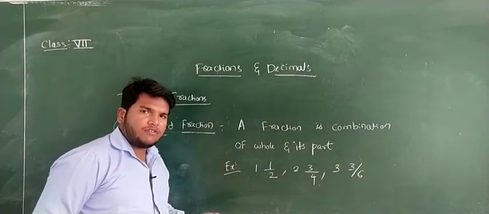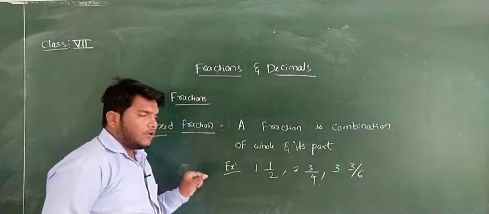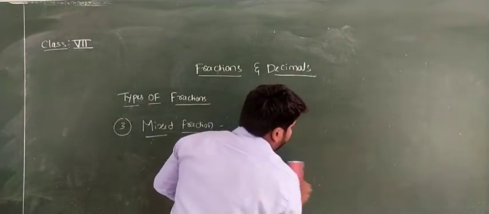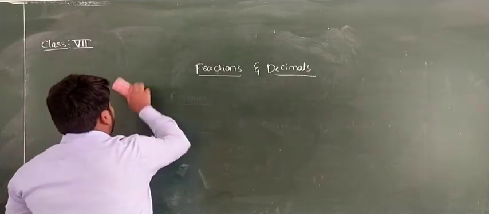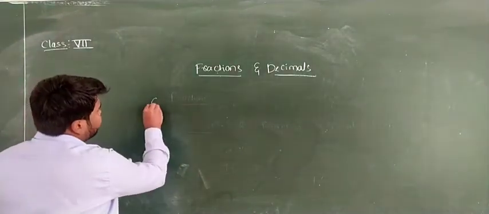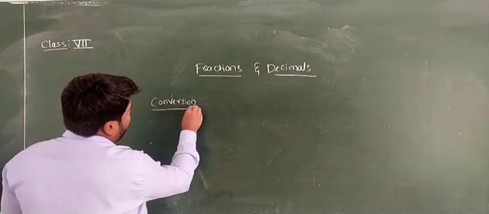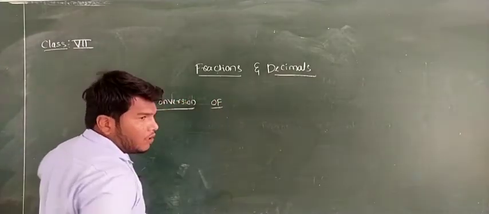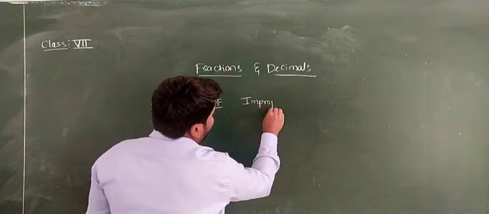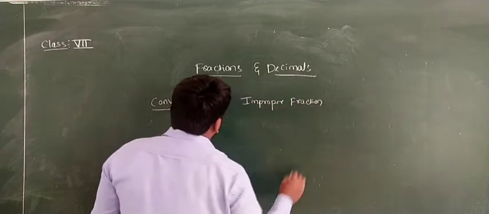First we have studied the proper fraction. Second one we have studied as improper fraction. Third one we have done with mixed fraction. So this is the types of fraction and definition of fraction. Now our next part. What is our next part? That is conversion of improper fraction to mixed fraction.